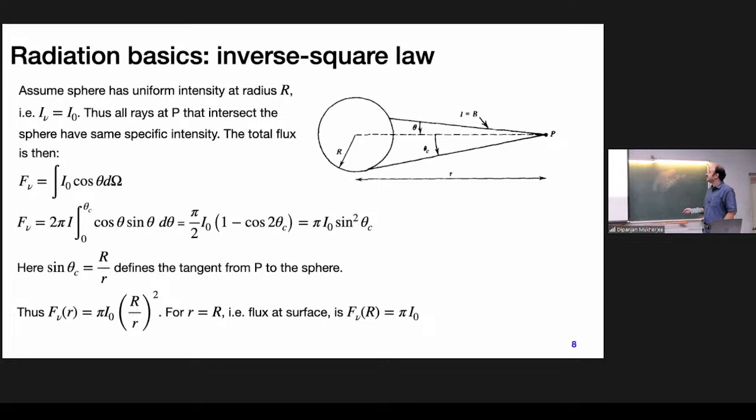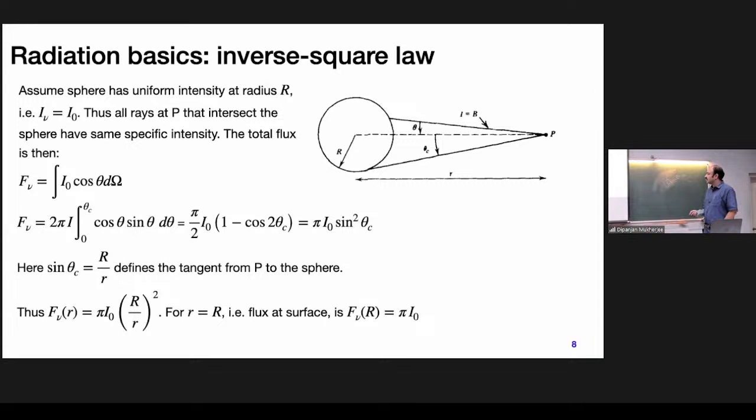Right? This integral is very trivial. You'll find it is pi I naught sin squared theta C. Good. Now let us see what is this sin squared theta C. You draw a radius vector from here to the tangent point. The very basic definition of sin theta C is capital R by R. You put everything together, and you recover the inverse square form of the flux.